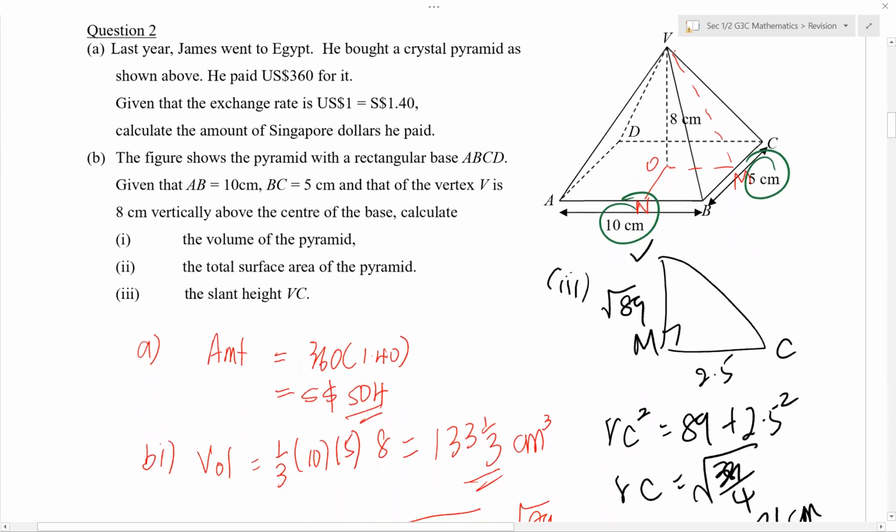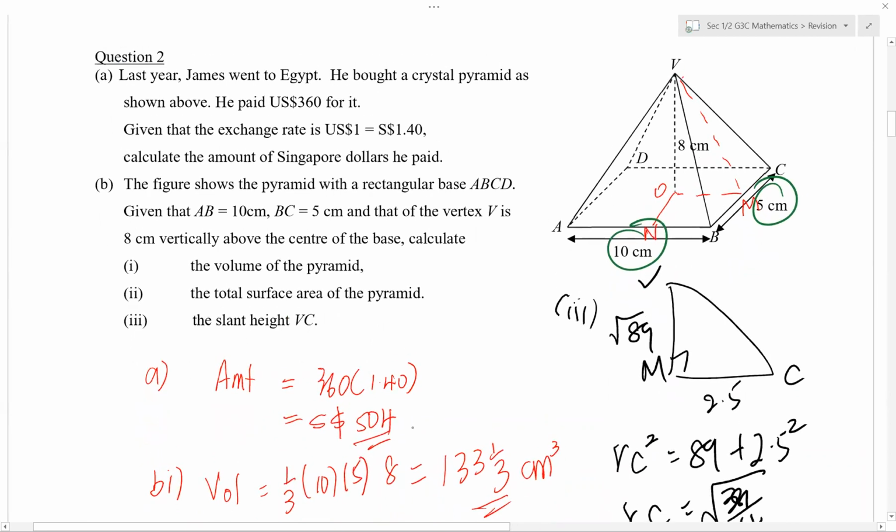Okay, that one we will not dwell too much on. $504. Now, rectangular base 10 and 5. So we know that this is also 5 cm. This will be our 10 cm.